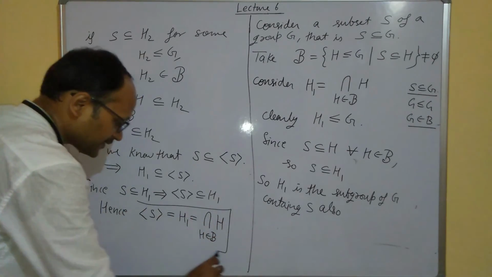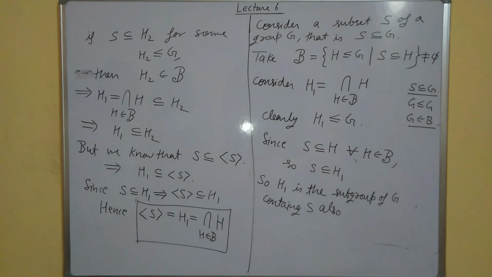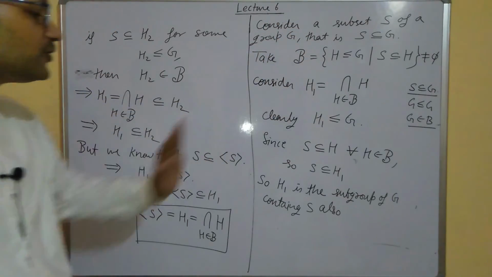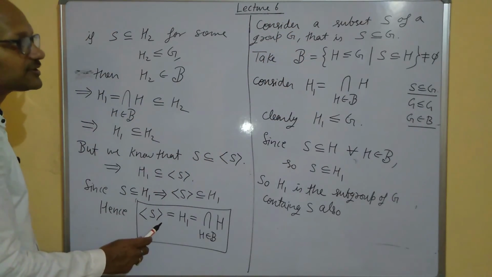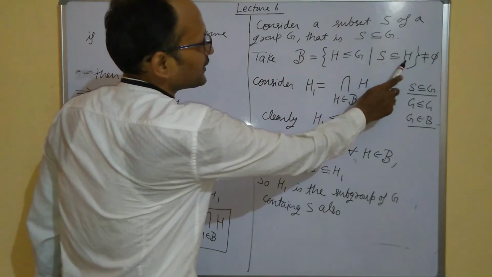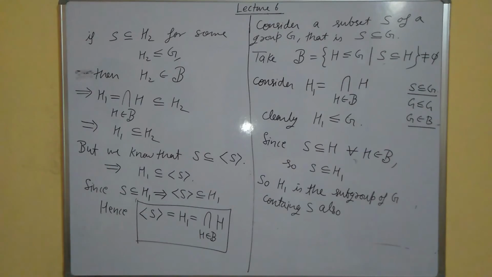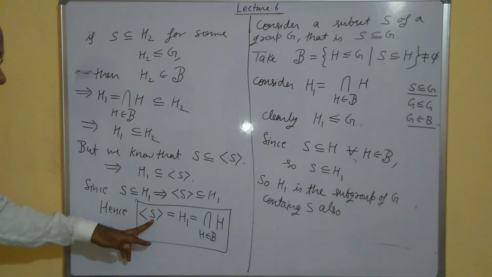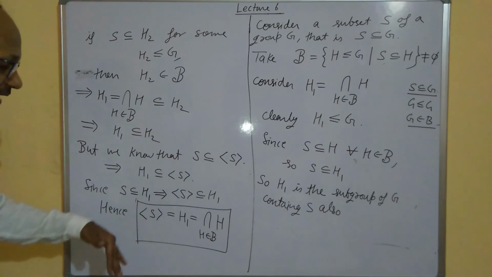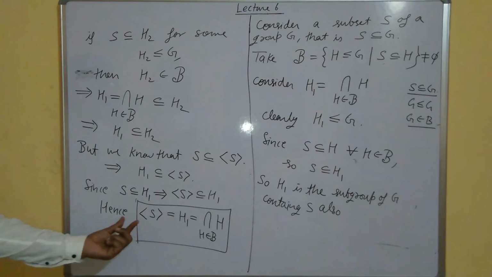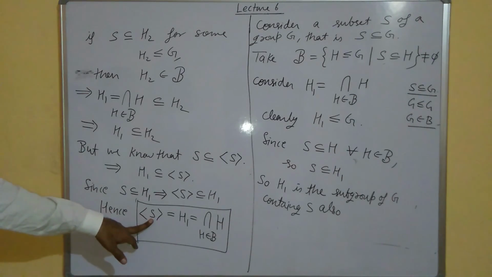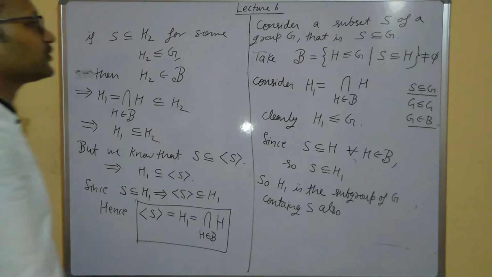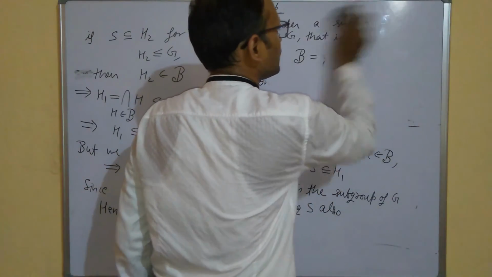So the subgroup generated by S has two different explanations. One explanation is that you take all the subgroups which contain S and take their intersection. You will exactly get the subgroup which is generated by S. The other explanation is that you take all possible finite products of elements of S, and that will give you the subgroup generated by S. Okay, so let me write what I told you just now.